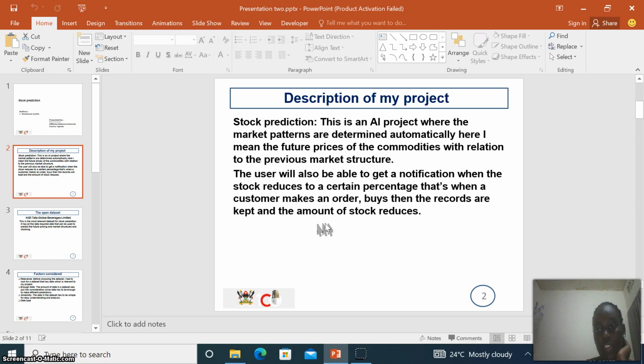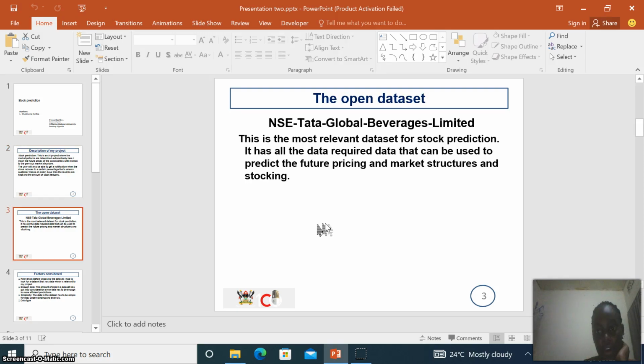And definitely we'll create a model that will help to determine the market structures, maybe the market patterns, basing on the previous market structures. And today I'm going to mainly talk about the data set that I'll be using.